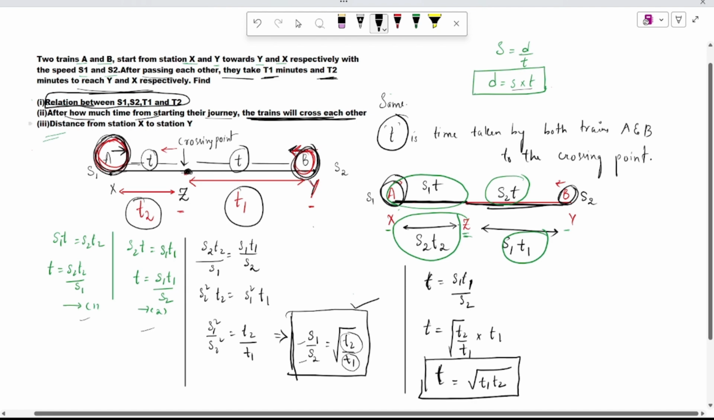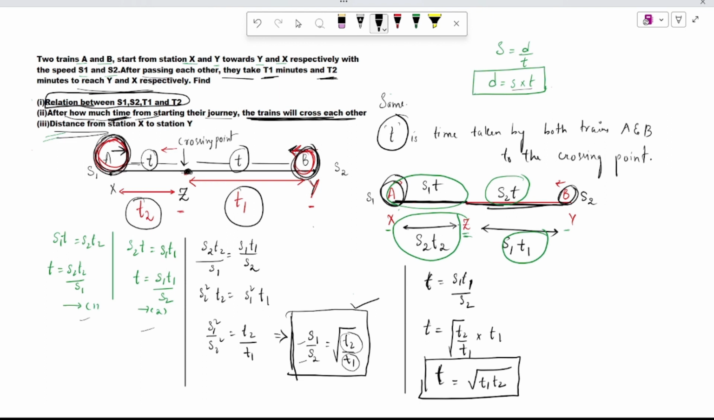So the time taken from the start of the journey is square root of T1 and T2, and also the distance between station X and station Y. You can take any distances here because the distance is the same. So if you take S1t and S2t, the distance is equal to S1t plus S2t, which is nothing but S1 plus S2 times t, or you can take downwards, where distance is equal to S2 T2 is equal to S1 T1. So I hope you understood the derivation of the formula.